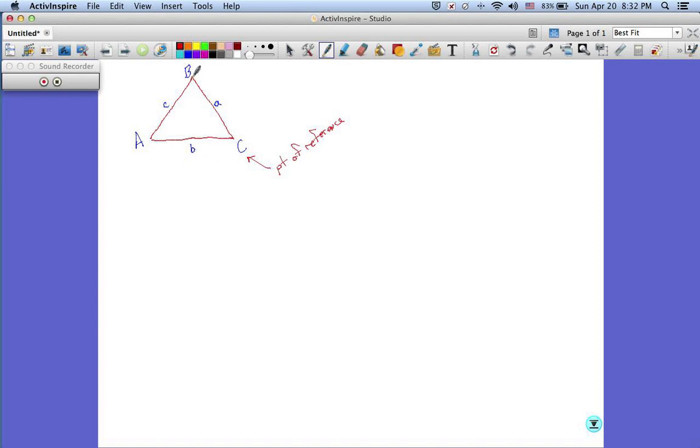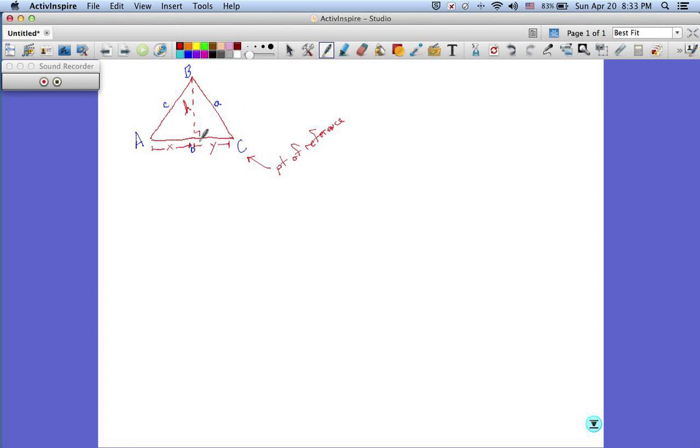So I'm going to drop a perpendicular down here. I'm going to label that H for height. And now I'm going to split side B into two different pieces. Let's call them X and Y, where B is the entire length and X is this portion and Y is that portion.